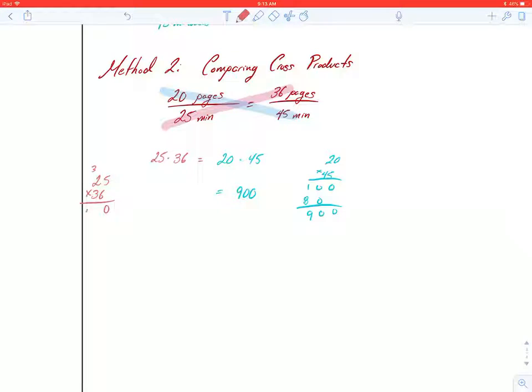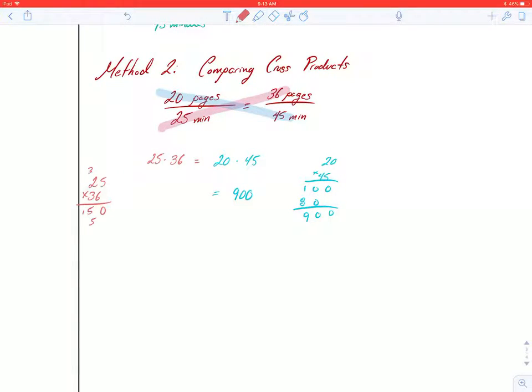25 times 36. 3 times 5 is 15, bring the 1 up, it's going to be 150. Then 3 times 2 is 6, plus the 1 is 7, and 0 in the ones place. This is going to be 0, bring the 1 up, it's going to be 9. So that also equals 900, no surprise since we already determined that they are proportional. But because their cross products are equal, we can now see that yes, they are proportional.